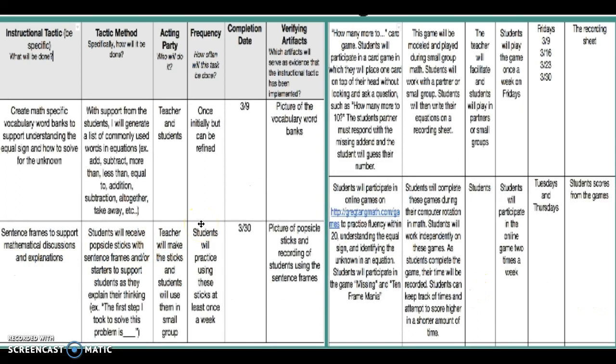This is the action plan tracking sheet. Based on the information she provided, we both went back and reviewed how to better assist students.